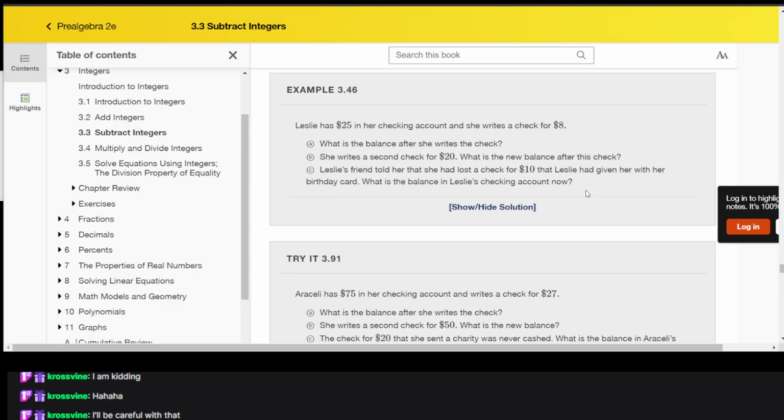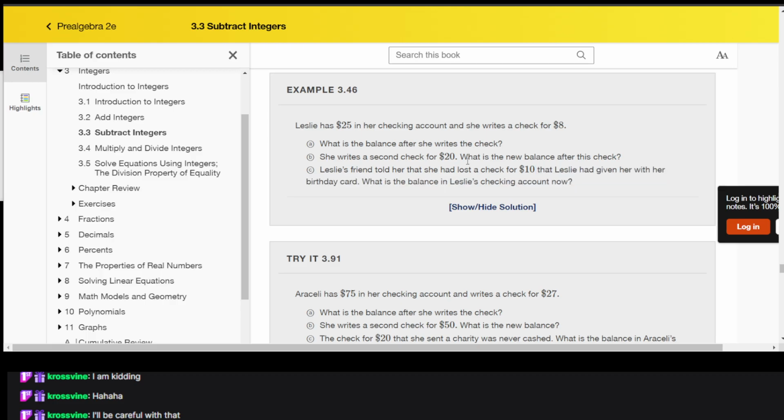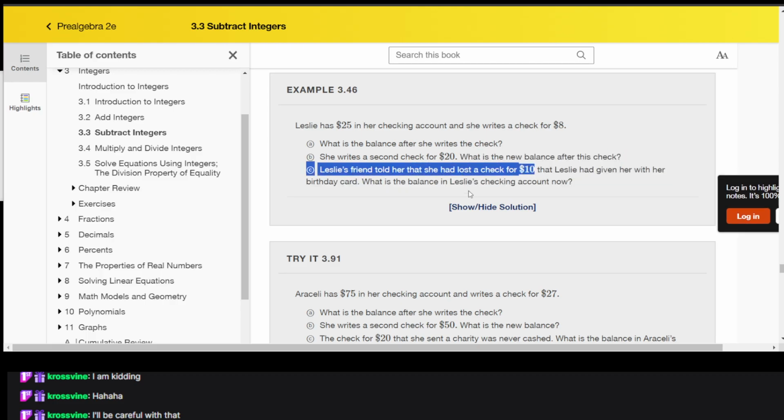Wait, she lost a check for $10 that Leslie had given her. Because it's just extraneous information. Doesn't matter if she lost it or not. Wait, if she lost it, then she never cashes it. So the balance won't change. Like, is that a trick question?